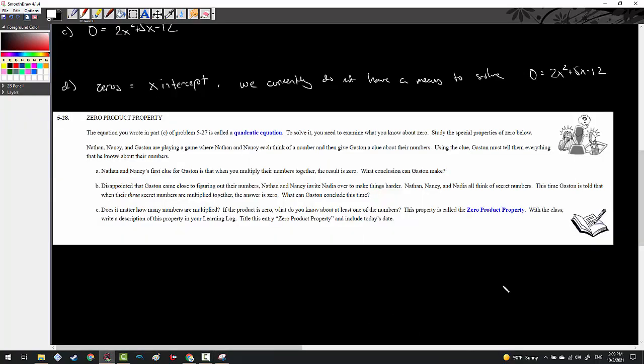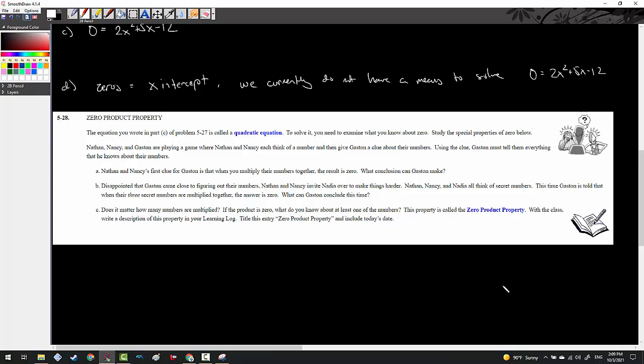And here we are at 5-28. We're on something known as the zero product property, which actually is the name of this lesson. It says the equation you wrote in part C of problem 5-27 is called a quadratic equation. To solve it, you need to examine what you need to know about 0. And it says study the special properties of 0 below.